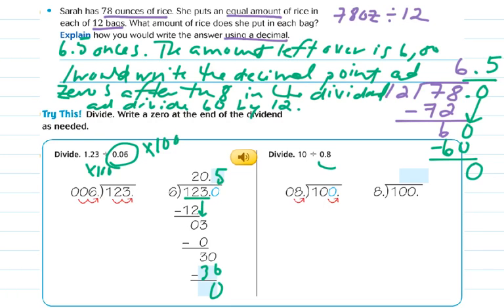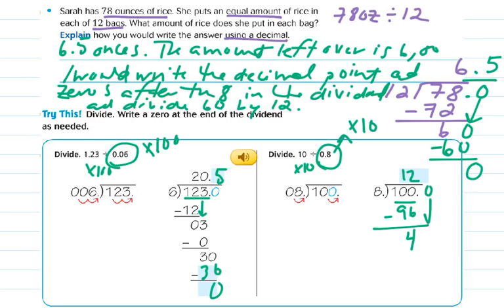Now again, we're going to circle our divisor. We're going to see that we have to multiply this by 10 because we want to make sure that our divisor is never a decimal. So now we have 100 divided by 8. We can do that for sure. So 100 divided by 8 is 12. 12 times 8 is 96. 100 minus 96 is 4.